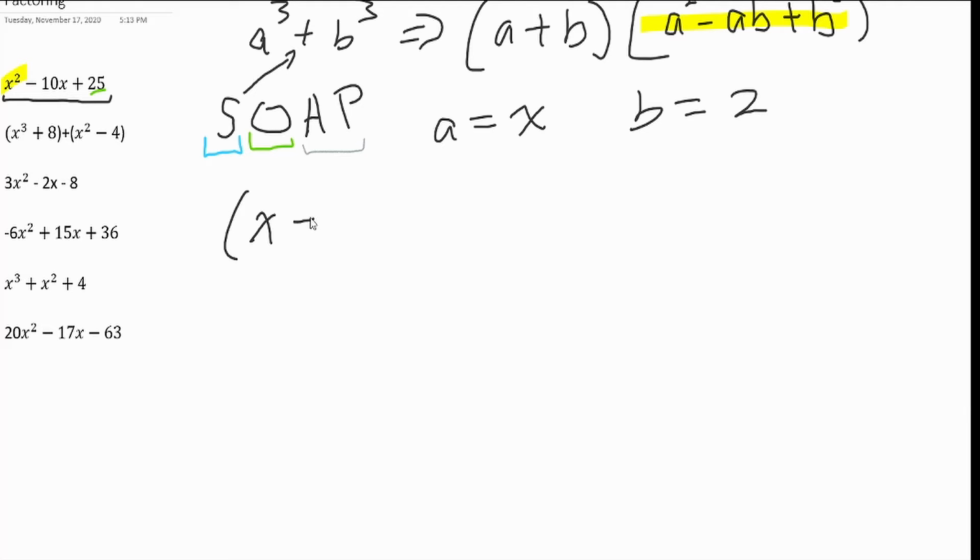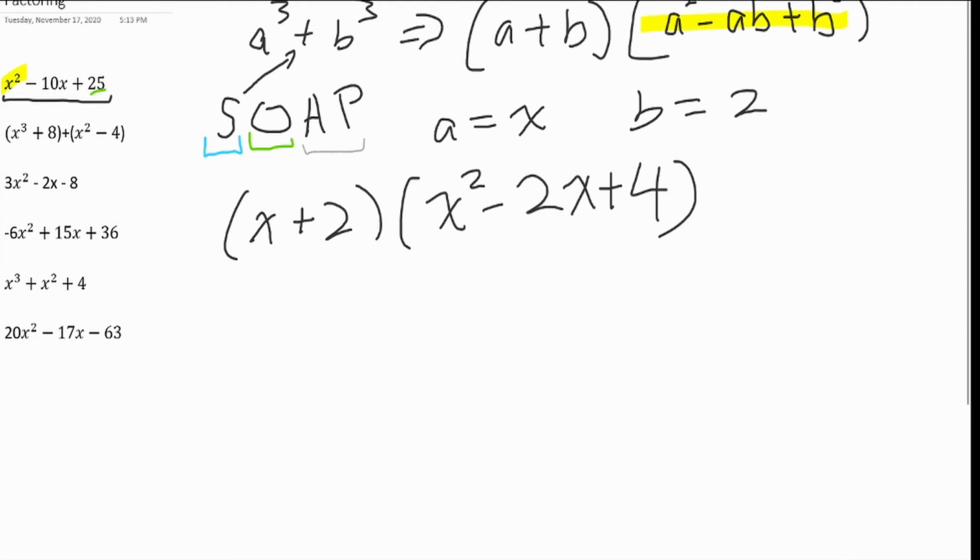x plus 2, times x squared minus ax times 2, so 2x, plus b squared, so 2 squared, which is 4. That's for the first side. So the green part, this is what we have here.